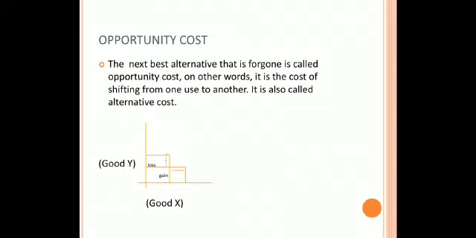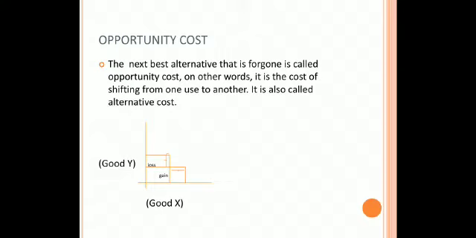Here is the definition. The next best alternative that is foregone is called opportunity cost. In other words, we can say that it is the cost of shifting from one use to another. It is also called alternative cost. We can understand it with the help of an example.